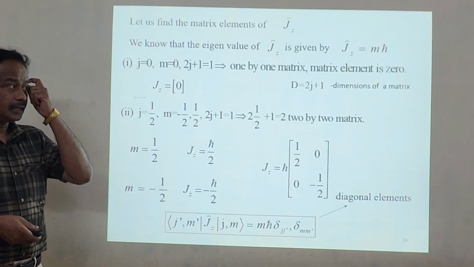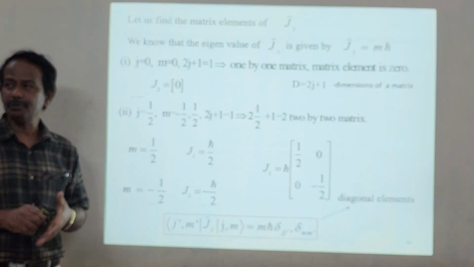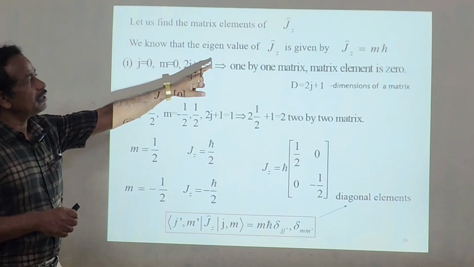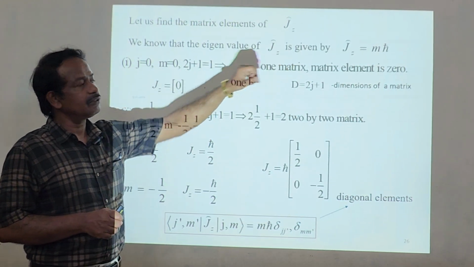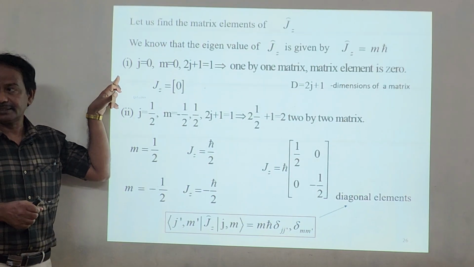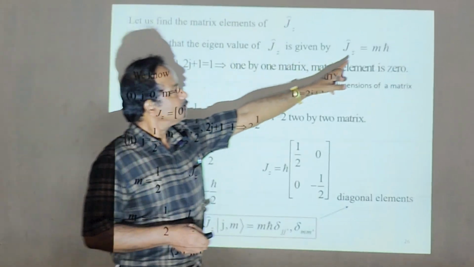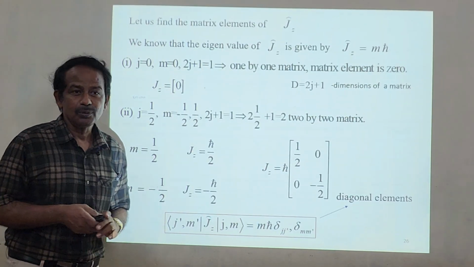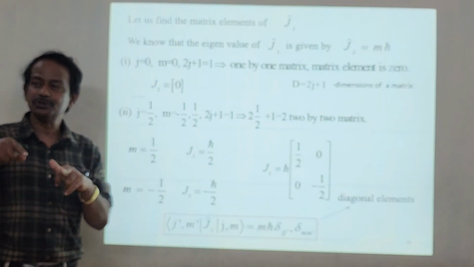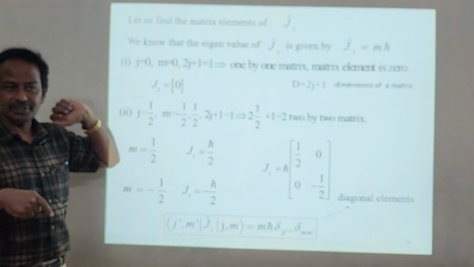Now we will solve it. As I said, we will solve some problems. First we will take J z. It will be easier for you. We already know the eigenvalue of J z will be m h bar. So first we will take the case J equal to 0. If J equal to 0, what is the expression for m? That goes from minus J to plus J. So m will be 0.